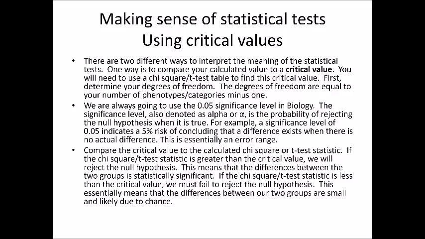The significance level is sort of like an error range, an accepted error range. So when we're doing a chi-square test or a t-test, using the critical value method, we're going to compare the critical value to our calculated chi-square or t-test statistic. If the chi-square or t-test statistic is greater than that critical value from the table, we reject the null hypothesis. This means that the differences between our two groups is significant and it can't be overlooked. If, on the other hand, the chi-square or t-test statistic is less than the critical value, we fail to reject the null hypothesis. And this essentially means that the differences between our two groups are small, and there's a chance that those differences are simply due to chance.